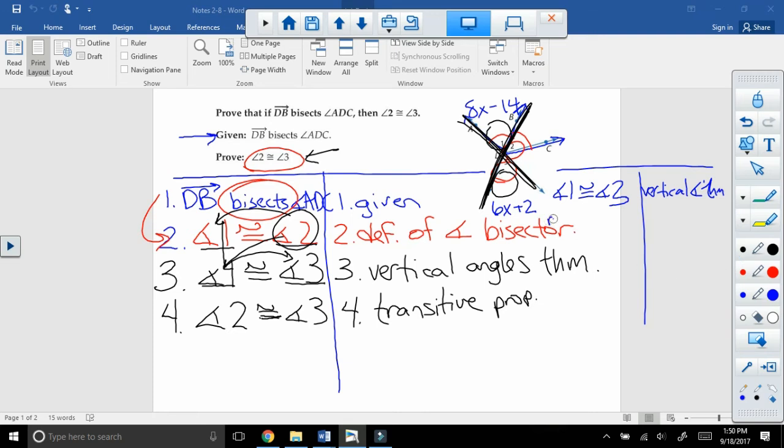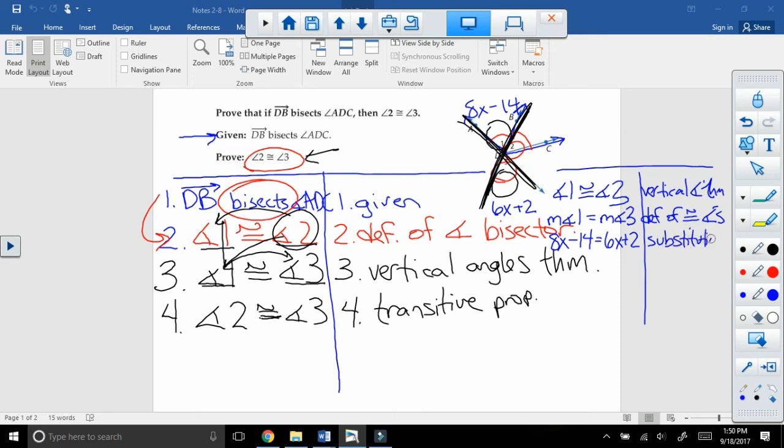You could say that the measure of angle 1 equals the measure of angle 3. I don't know why I keep saying 2. Because of the definition of congruent angles. And then what you could do is you could use substitution to say that 8x minus 14 is going to equal 6x plus 2 with substitution.